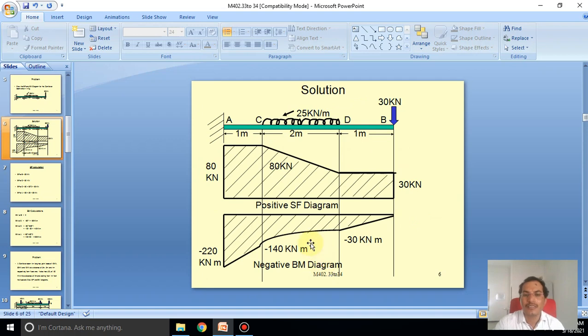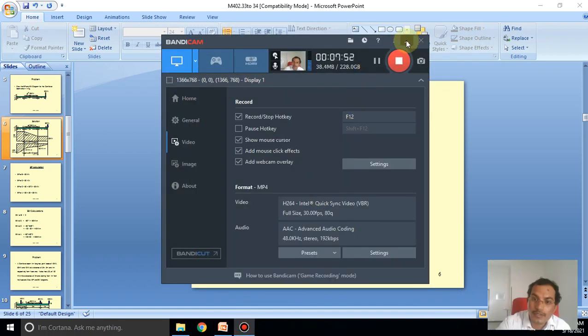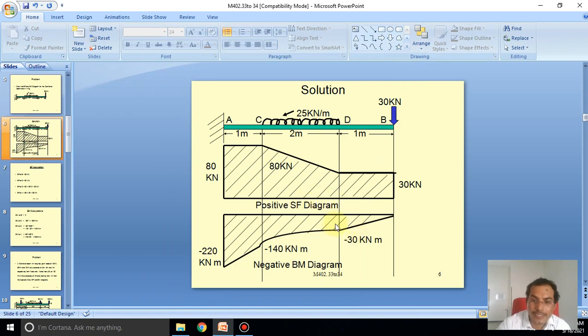And here in the graphs we also draw the shear force diagram. This is the shear force diagram, and it is totally positive, so we draw it above the axis. Place 30 kilonewton from point B upward, and then horizontally up to point D, so there is a constant 30 kilonewton on the beam.